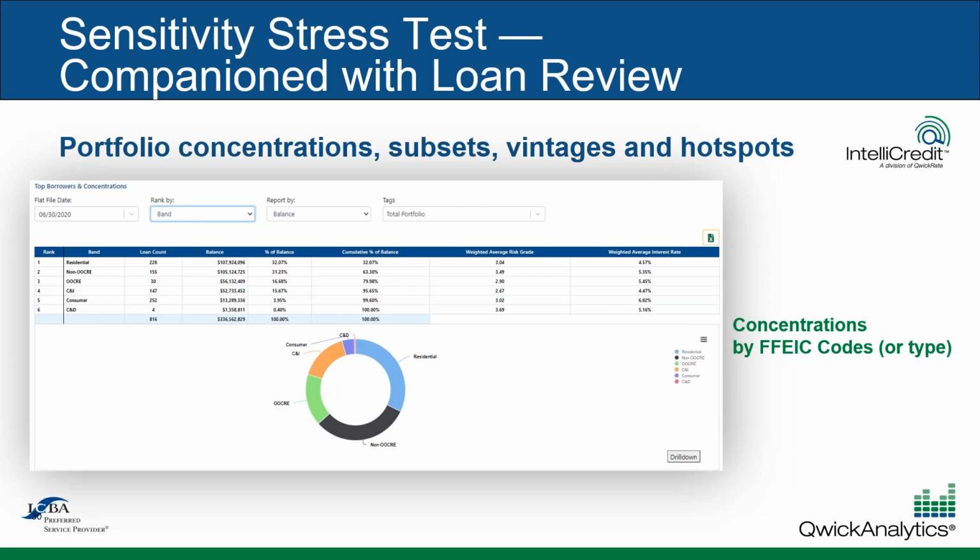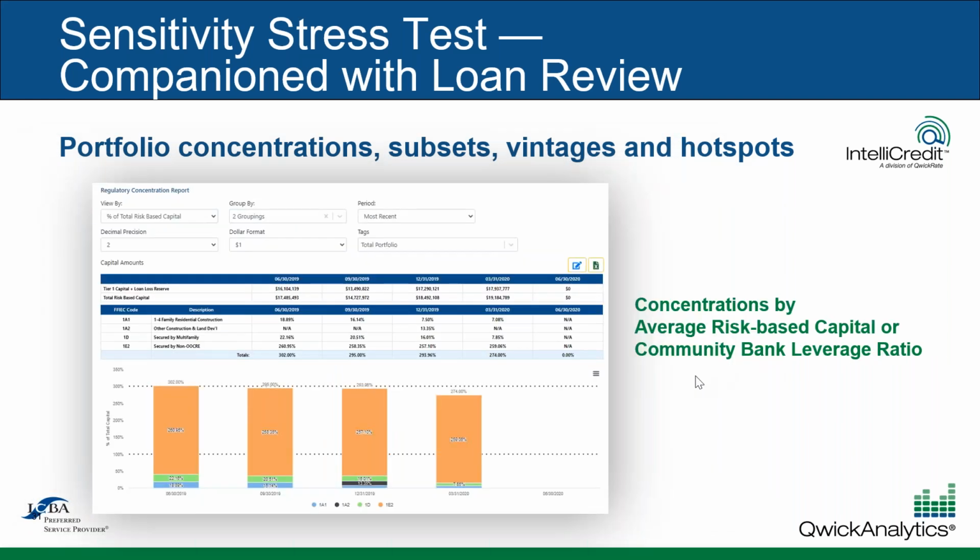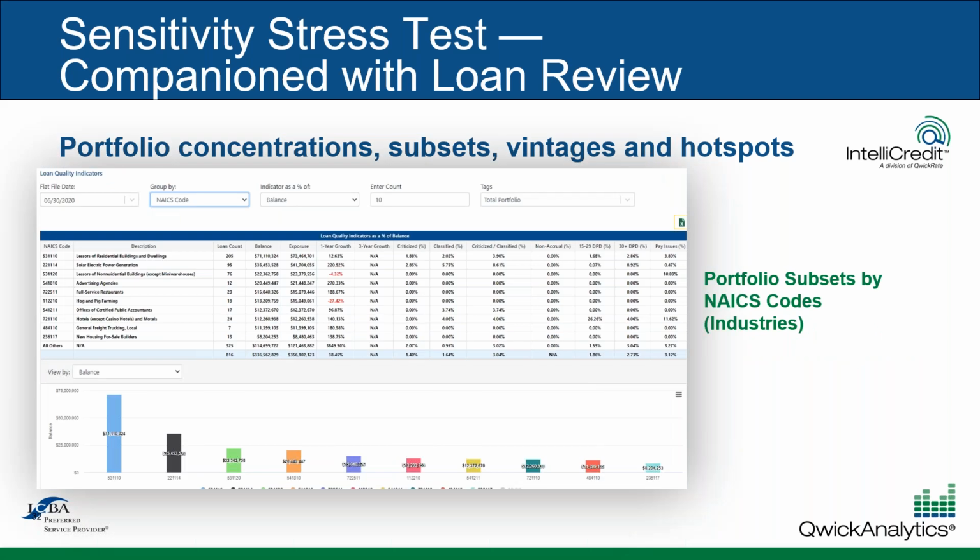For those of you who have not seen our Intelli Credit application, another area you can look to, to better identify if you need to do something on an individual loan grouping or level, is our Intelli Credit portal and portfolio analyzer. It will allow you to see those different kinds of concentrations and subsets, or what might be a particular hotspot by a concentration or FFIEC code. We can look at risk-based capital and other ratios. You can see it, so you can identify if there's something you need to look at further.